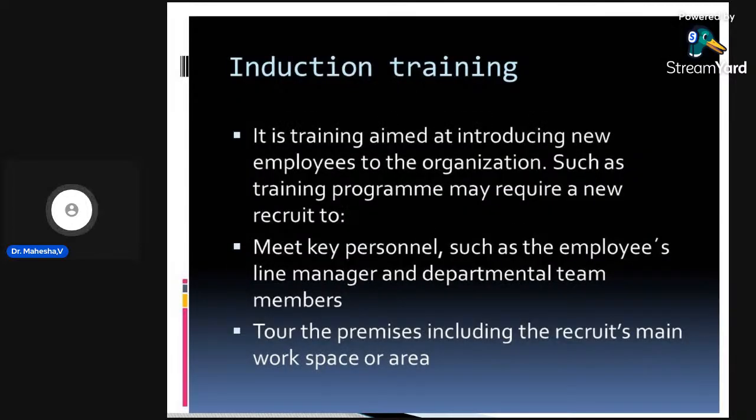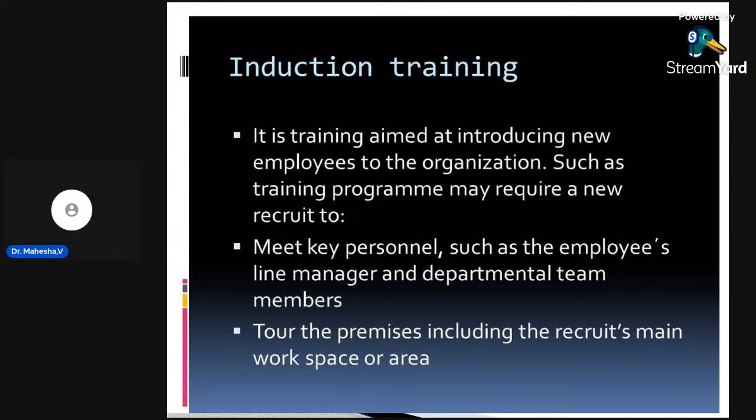Next one is induction or orientation training. This is also a part of on-the-job training. It is a training aimed at introducing newly recruited employees to the organization, such as a training program that may be required for a new recruit.